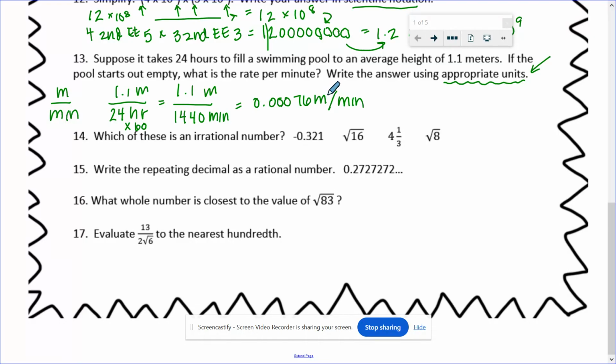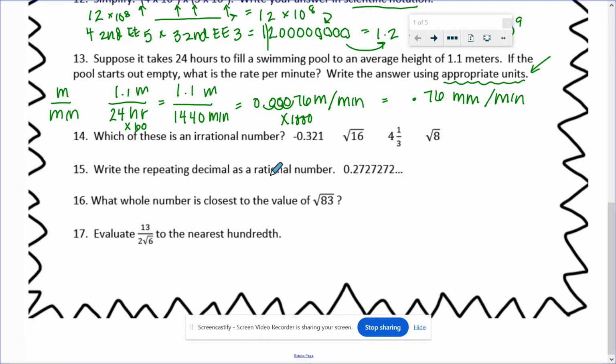So there are 100 centimeters in a meter, and there are 1,000 millimeters in a meter. So I'm going to convert that number by multiplying it by 1,000, and I'm going to change it to millimeters. So if I multiply it by 1,000, I'm going to end up with 0.76 millimeters now instead of meters per minute, and that is a more appropriate unit.